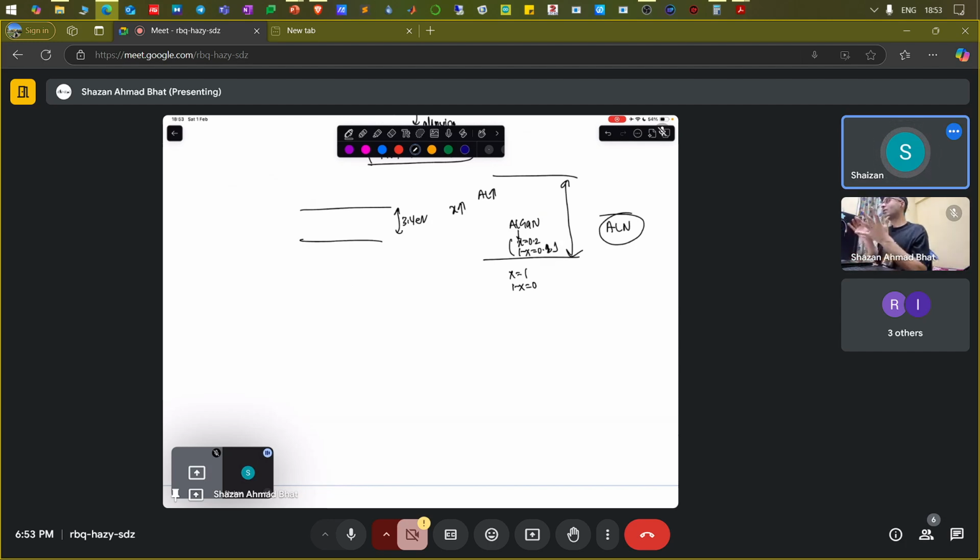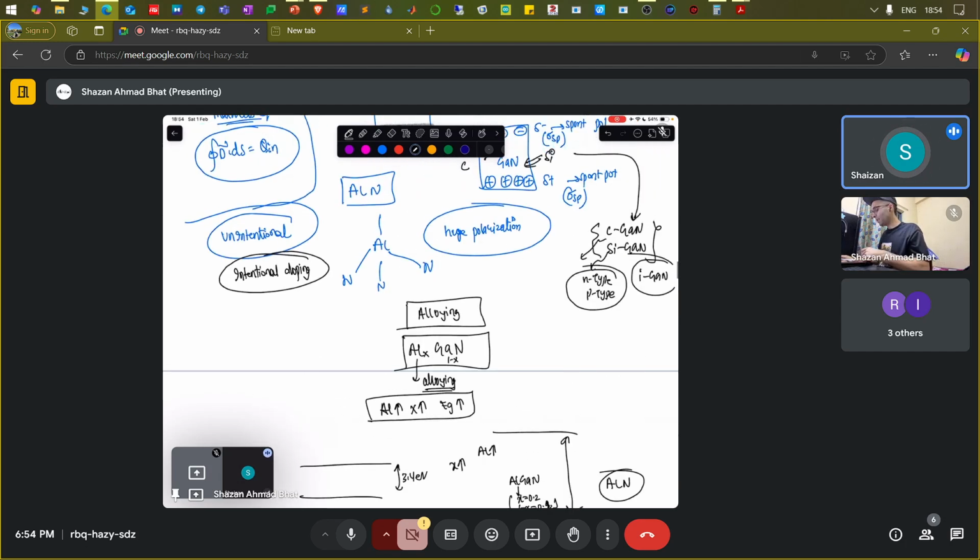Okay, so these are all a family of compounds. You can form aluminum gallium nitride, you can form aluminum nitride, you can form gallium nitride. So these all come because of varying these alloy concentrations, or what you call varying this aluminum concentration. Okay. So that is the basic fundamental of these particular systems.